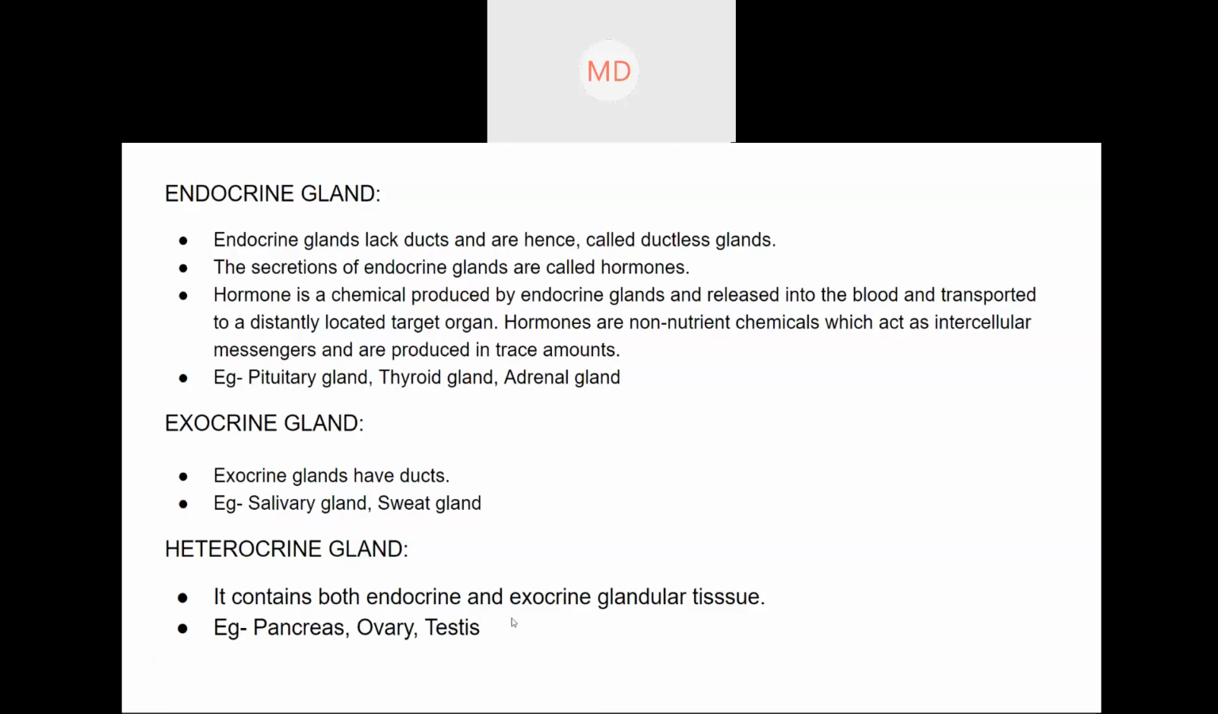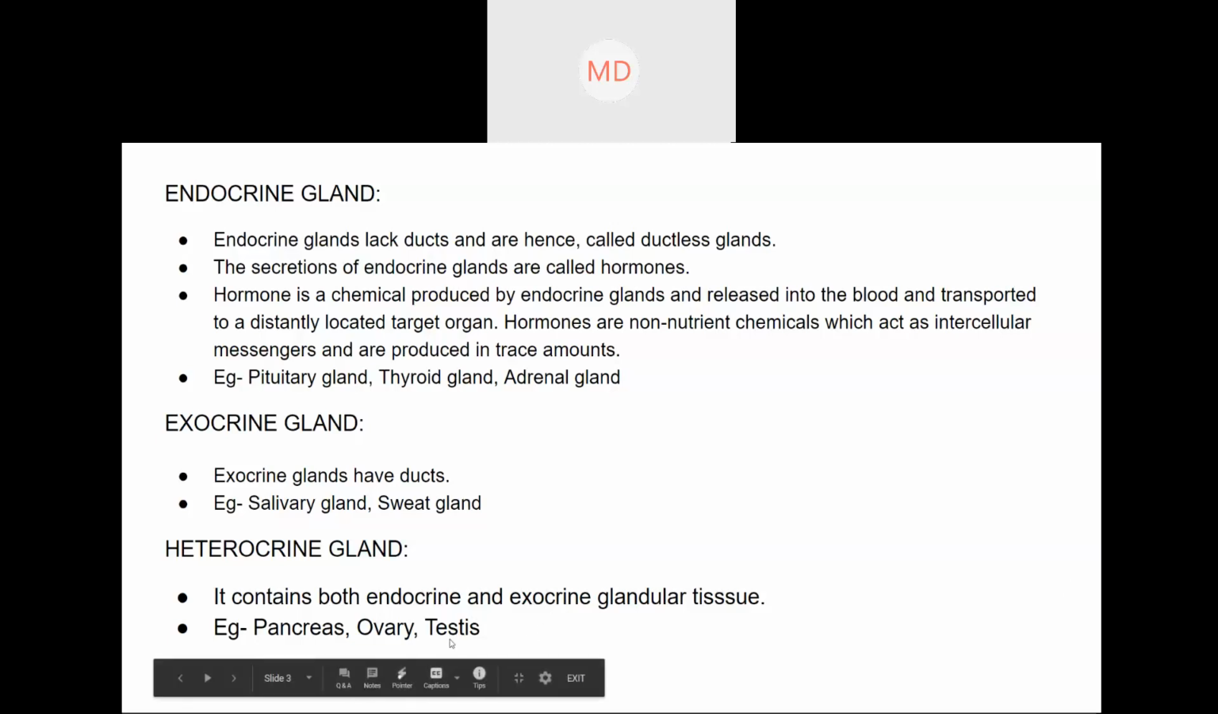Now let's come to the exocrine part. We have discussed that the heterocrine gland has both the exocrine as well as the endocrine part. For the endocrine part, hormones are produced. But the exocrine part will have ducts, and they will form other secretions. Like there is saliva, right? Saliva is not a hormone, but it is a secretion of glands. In the same way there will be secretions.